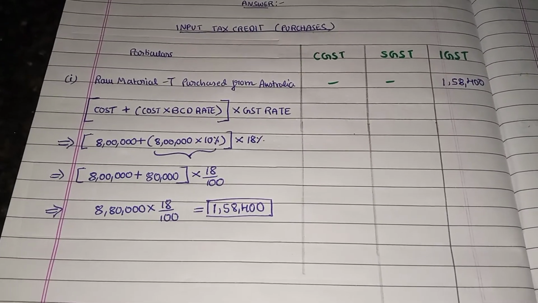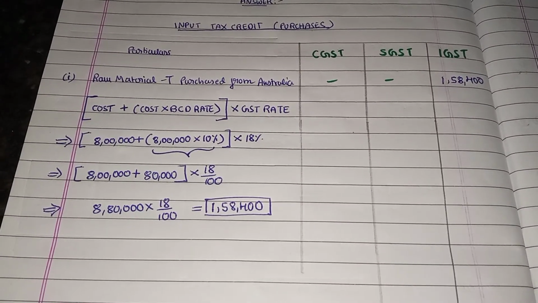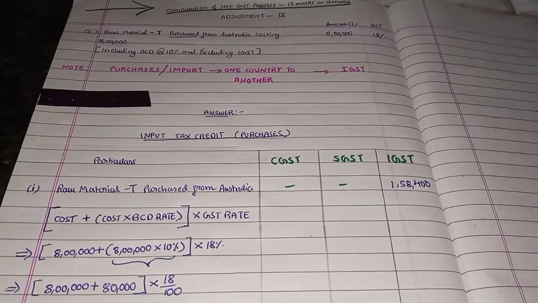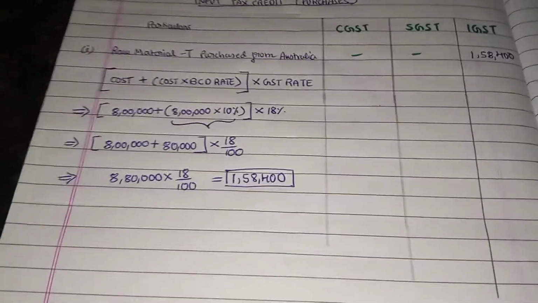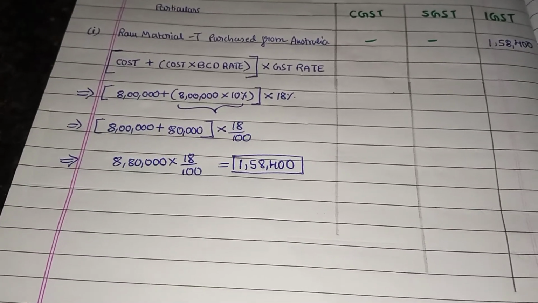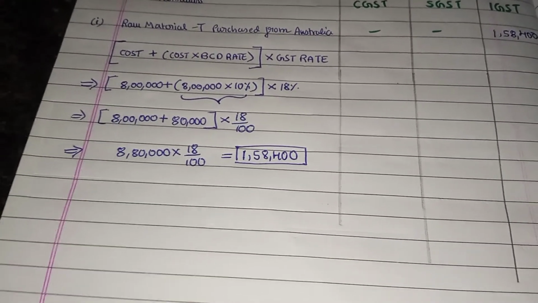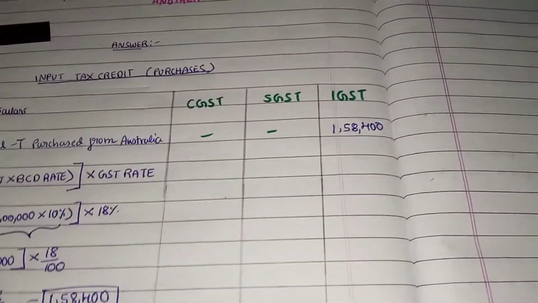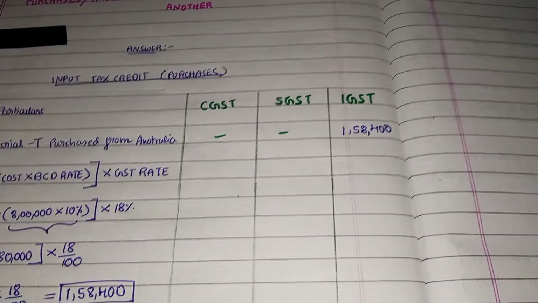So the cost is 8 lakh, into BCD rate, which is 10% given in the problem. After that you should apply the GST rate. If you substitute, 8 lakh plus 80,000 is 8 lakh 80,000, into 18%, you will get 1 lakh 58,400. If you just enter here, it's over.